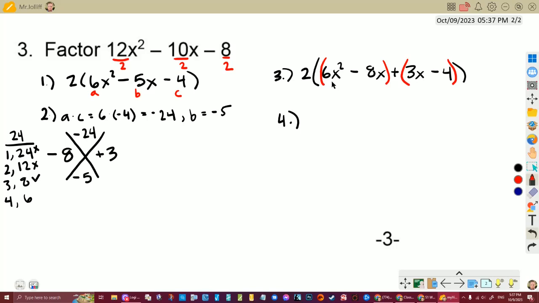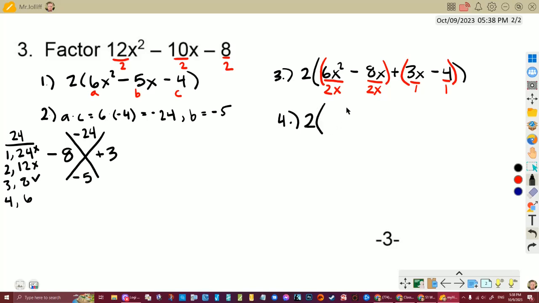The first group has two things. 6 and 8 are divisible by 2. X squared and x are divisible by x. So I'm going to pull out a 2x there. In the second grouping, 3x and 4 have nothing in common. So I'm dividing by 1 because I know everything's divisible by 1.